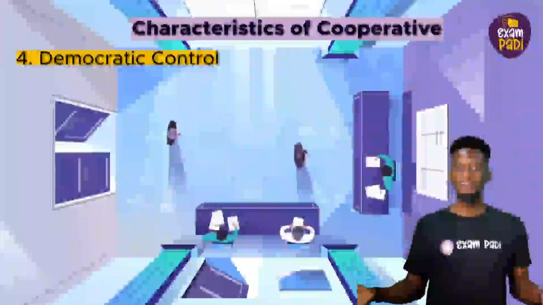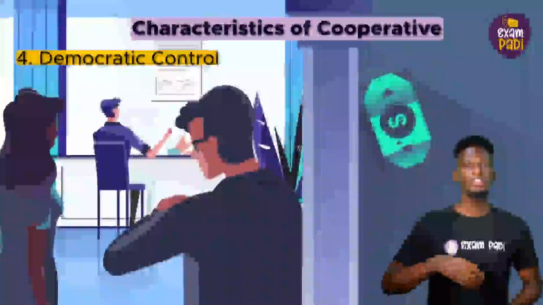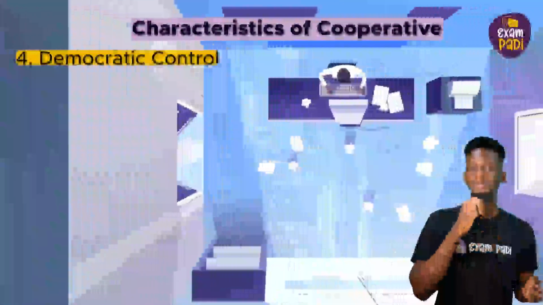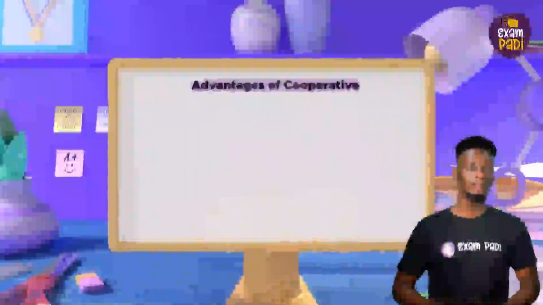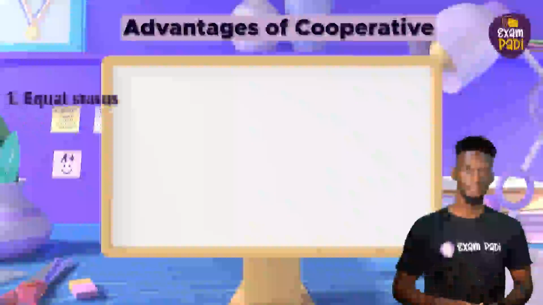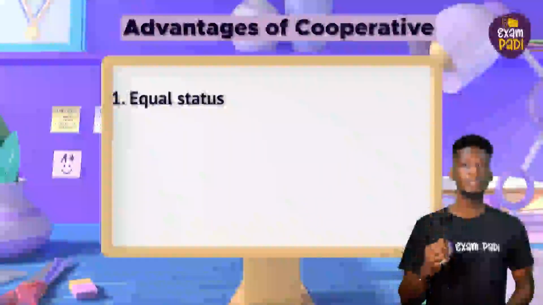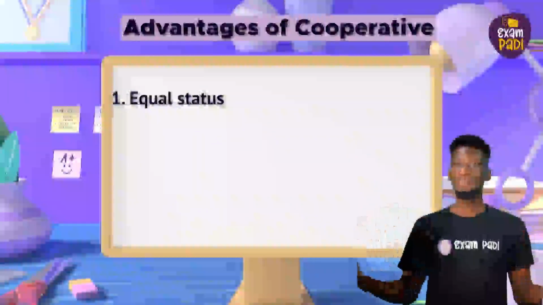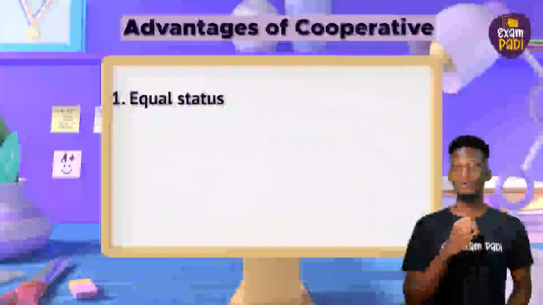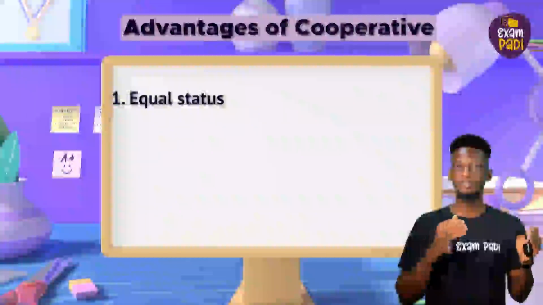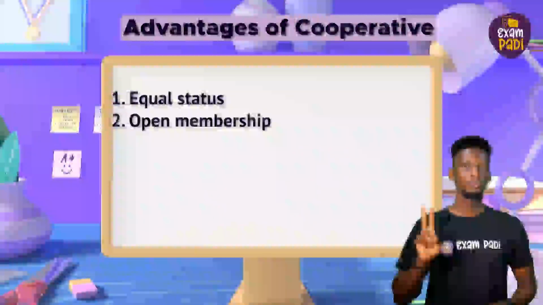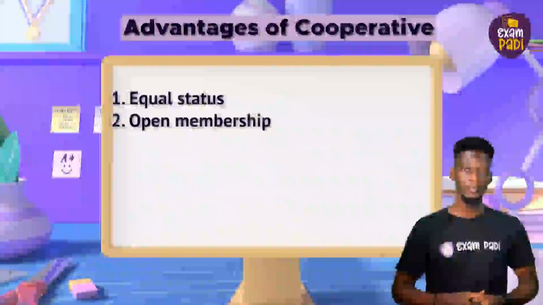4. Democratic control. The affairs of a cooperative enterprise are managed by the members themselves on the basis of democratic principles. The advantages of cooperative are 1. Equal status. One of the major strengths of a cooperative business is that each member holds equal power. When a member joins, they get equal amount of control over the decisions of the company, no matter how much capital they contribute. 2. Open membership.